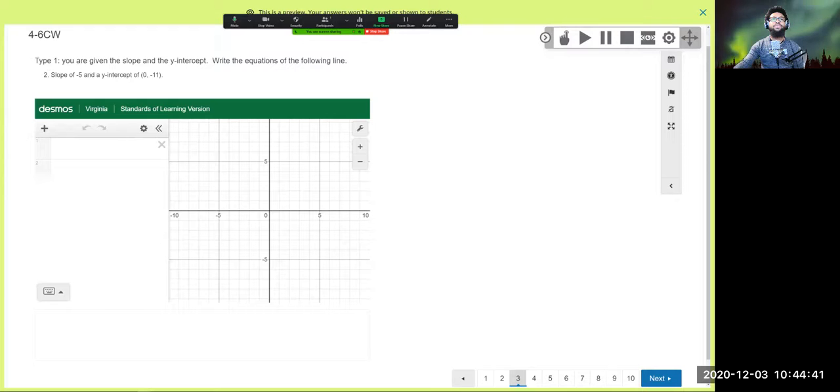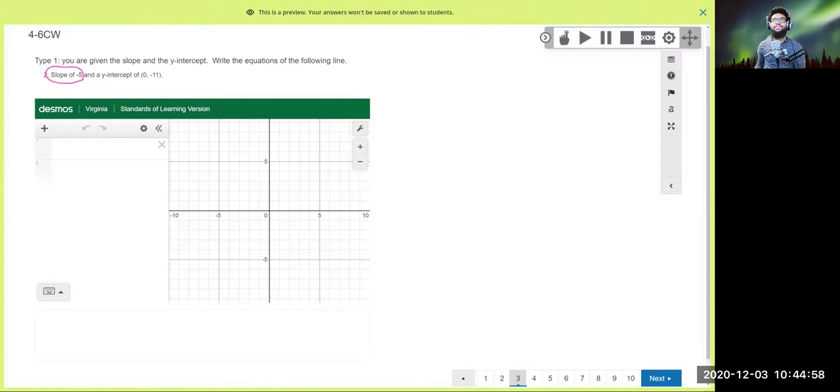So this one says we are given a slope of -5 and a y-intercept of (0, -11). Now, when I do these things, I like to keep my colors the same. A slope of -5 and a y-intercept (0, -11). Before we even get to that, I'm going to write out what our goal is in this problem, because that may be an important piece.